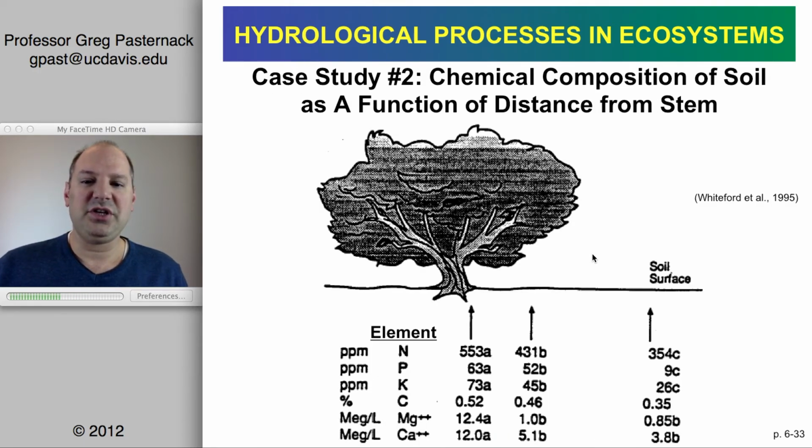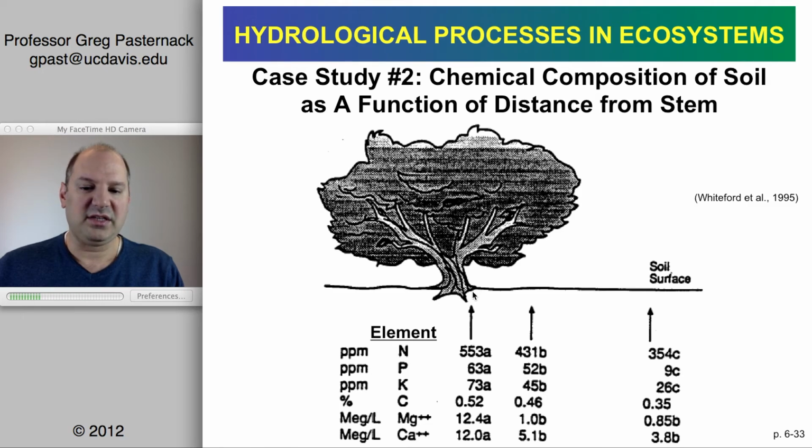Here the differentiation isn't as strong, but there are significantly higher concentrations. So if we look at the ambient soil away from the tree, we can see these levels, and you can see we either have no letter or C and B. When we compare that to the area under the canopy, you can see that there is differentiation for N, P, K. K is potassium, right? But there is no differentiation for carbon. There's no differentiation for magnesium and calcium ions.